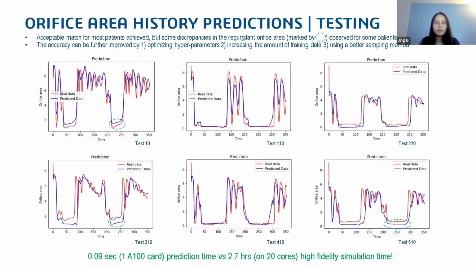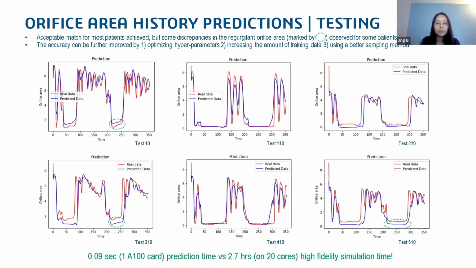Here we show some example orifice area history predictions. An acceptable match for most patients was achieved, but some discrepancies in the regurgitant orifice area were observed for some patients, marked by the green dashed circles. Note that this is really a result by our default machine learning configurations using the existing simulation dataset. The accuracy can be further improved by optimizing the machine learning hyperparameters, using a better sampling method, or continuous learning from added samples.